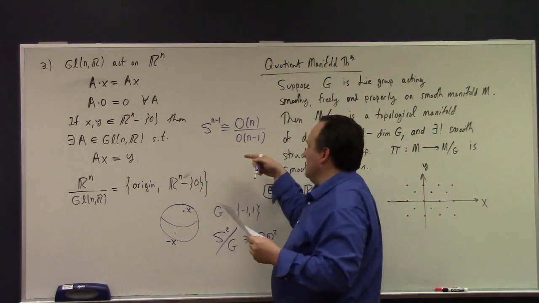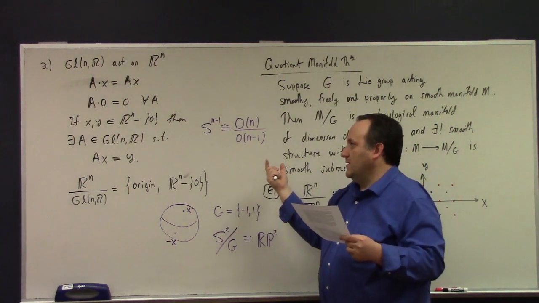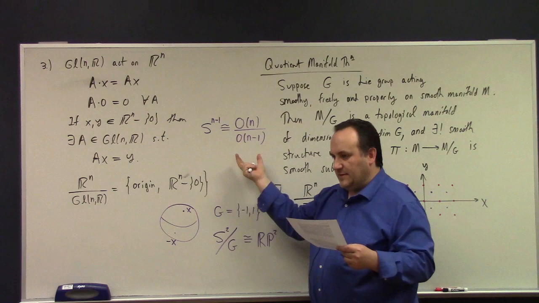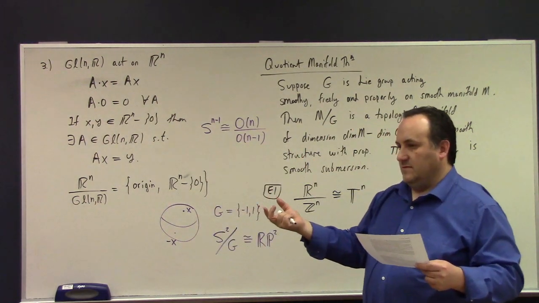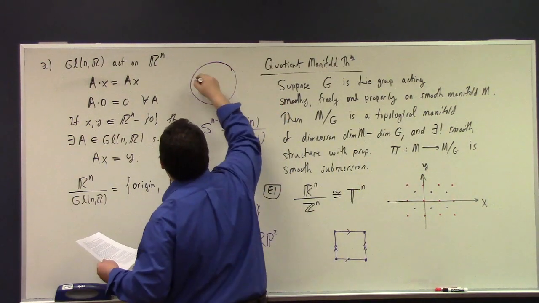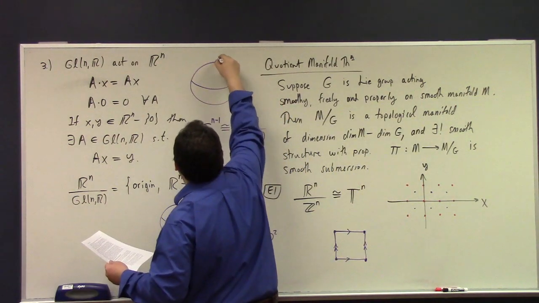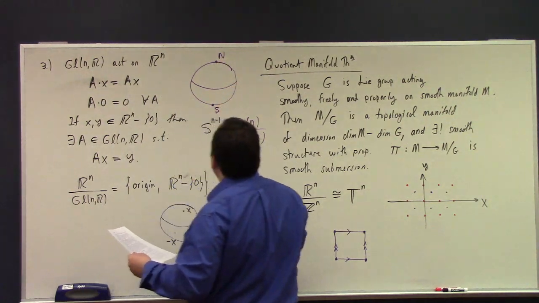And the way that's going, let me talk about what this looks like geometrically. I can actually picture this for the 2 sphere. So the 2 sphere looks like this, right? Here's the North Pole. Here's the South Pole.